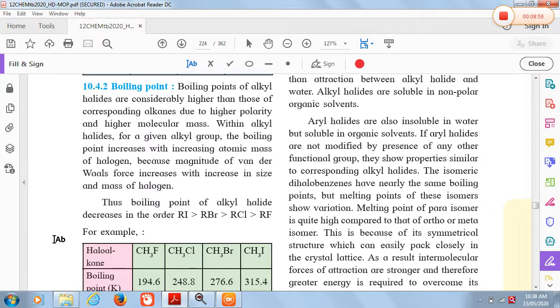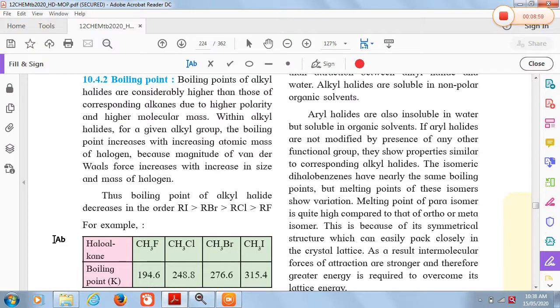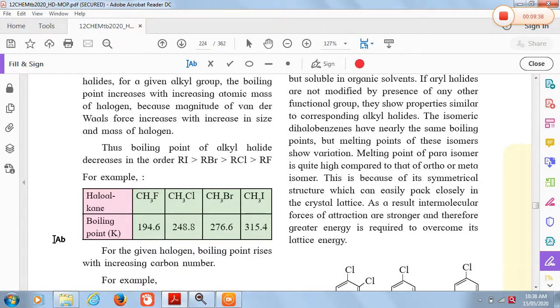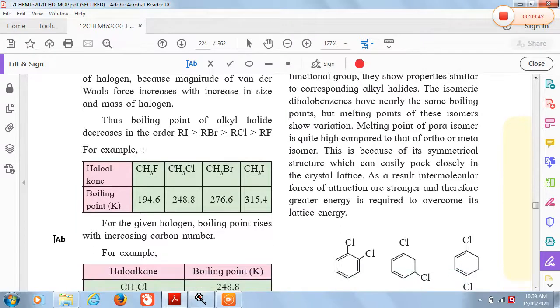More is the polarity in the carbon fluorine bond, so stronger is the bond and less is the boiling point as compared to the next. If you observe the carbon iodine bond, less is the polarity. And we observe the size of iodine is greater than that of fluorine, because van der Waals force goes on increasing from fluorine to iodine.